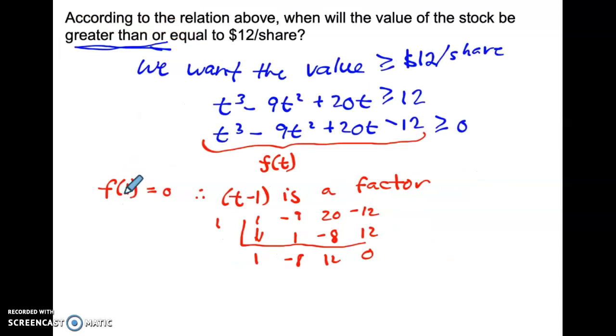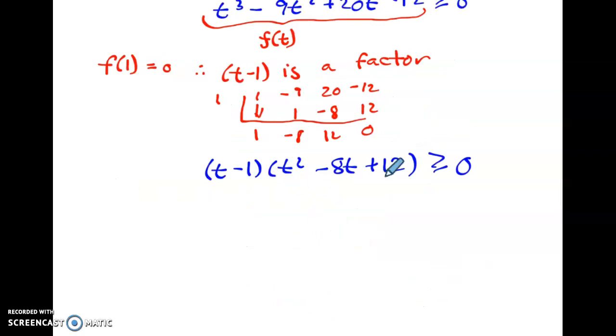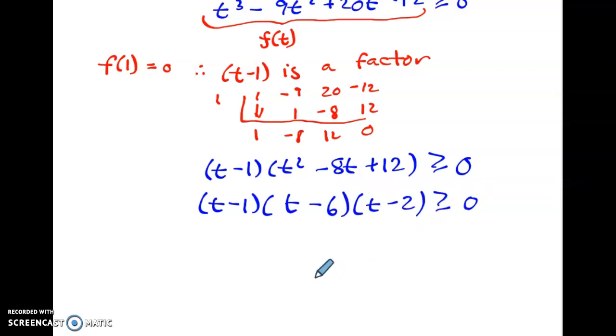Okay, so you should have gotten that 1 worked. So dividing out t minus 1, you would get that our function here, which I called f of t, factors into t minus 1, t squared minus 8t plus 12 is greater than or equal to 0. And that's a nice quadratic that we can factor now. It will factor into t minus 6 and t minus 2. And this equation would have had roots of t equals 1, 6, and 2.